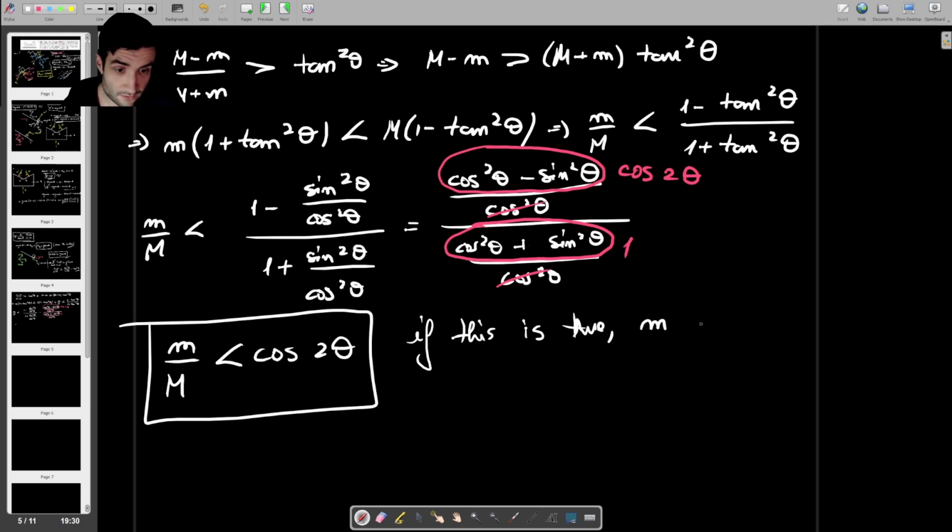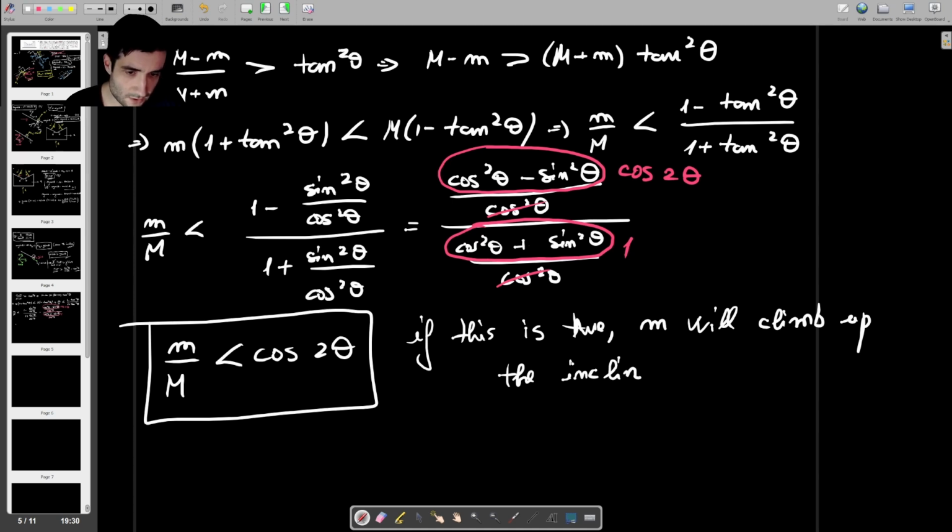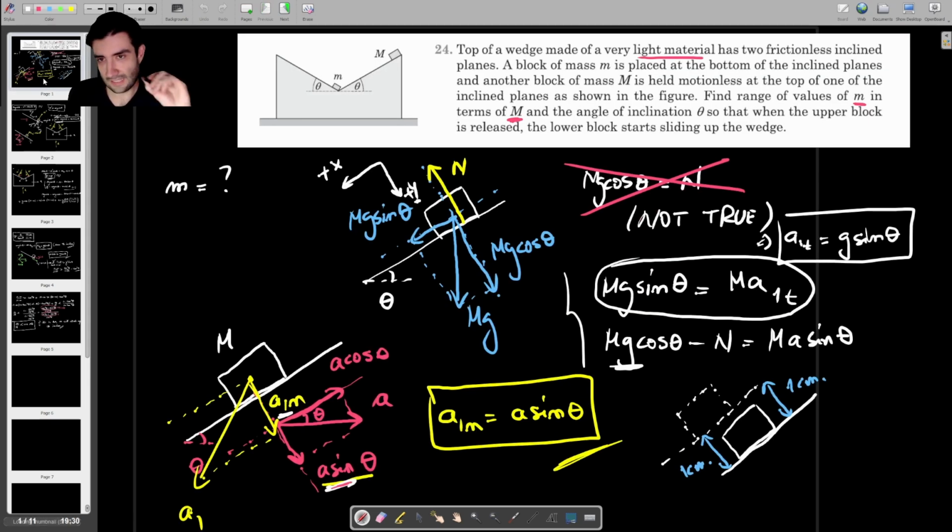So in other words, if this is true, the second object, the small one, will climb up the incline. So this is the relationship that will always work. Now keep in mind, this is only true if there is no friction, and most importantly, if the wedge has 0 mass.